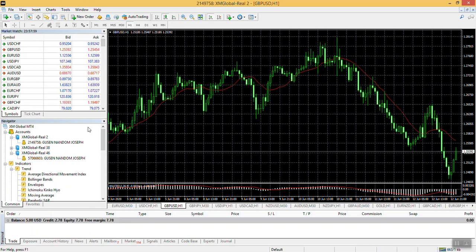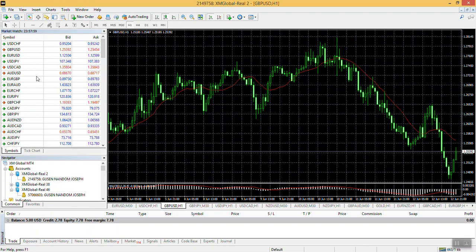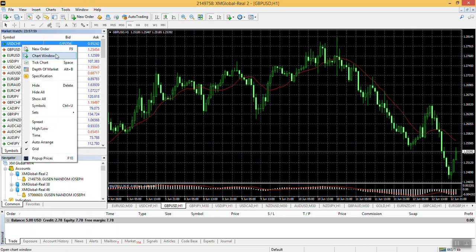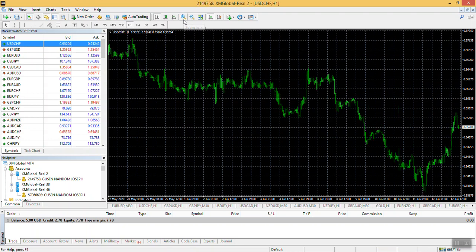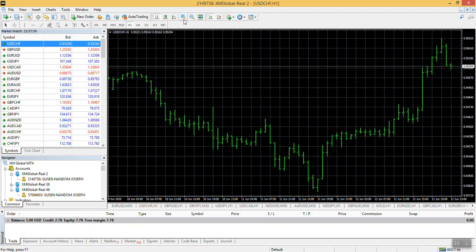We buy and sell currencies. As you can see here on the market watch, we have different currencies. Here we have the US dollar and the Swiss franc, which is the CHF. This is the currency pair. I can open it: I right click and click on chart window, and look at it. It's opened, but it's looking so tiny. So let's use the zoom tool. Let's zoom in.